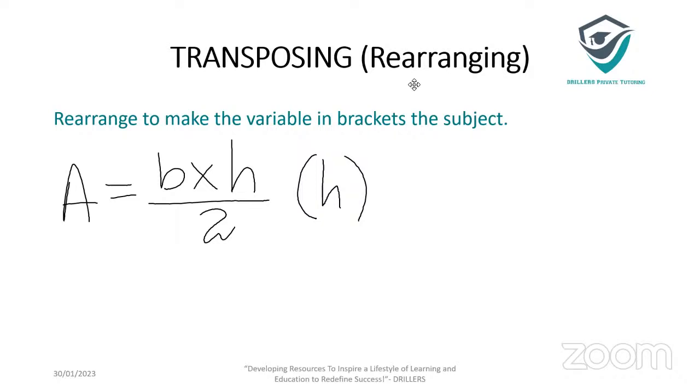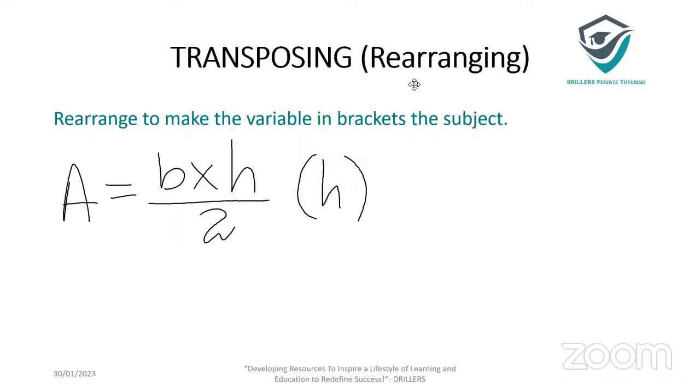So as the instruction says, rearrange to make the variable in the brackets the subject. And remember that I told you before, a variable is something that can change. So base and height can change based on the size of the triangle. So those two things are called variables. The base and the height are variables of a triangle. And as long as those two things change, your area is going to change. So area of a triangle is base by height over 2.